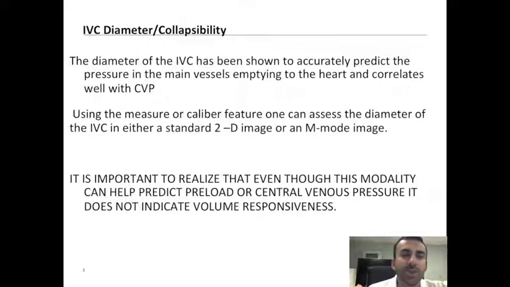measurements from traditional catheters. The way this is done is by assessing the diameter of the IVC in a standard 2D image or using the M-mode modality alongside that. It's very important to realize that the use of the IVC diameter is simply a way to give you a surrogate for CVP. And it's important to realize that assessment of central venous pressure does not indicate volume responsiveness.